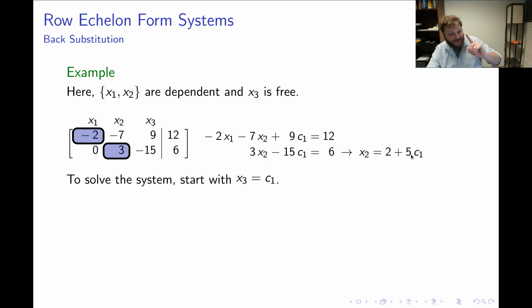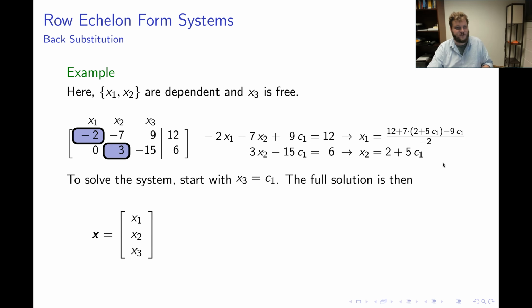Now the idea is that I have x2 represented in terms of my free variable. I can take that expression and put it into the equation above it. So I can now replace x2 with 2 plus 5c1 in the first equation, and then cleanly solve for x1. When I did this, I got this quotient here. So now, x1 has successfully been written in terms of c1, and x2 has successfully been written in terms of c1. This allows us to write down the full solution vector.